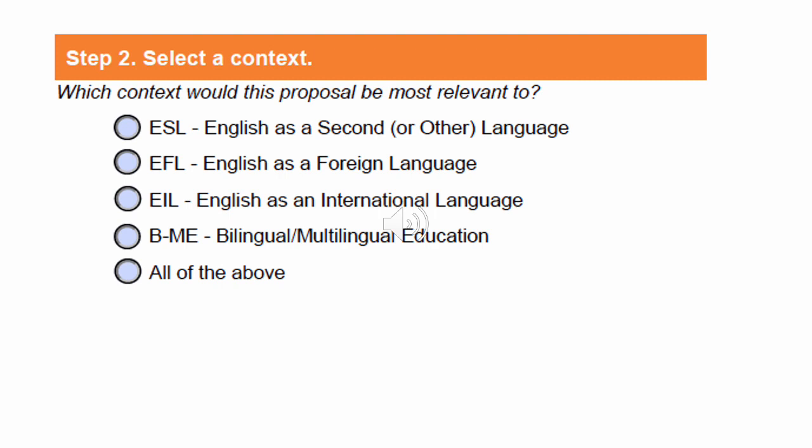The next step is to pick the context that the proposal will fit into. Most CATESOLers, not all, will probably choose ESL, English as a second or other language, because most of our presentations are going to focus on things that are relevant to California and like contexts. But this is an international conference, unlike CATESOL, and so we probably won't be picking some of these other contexts.